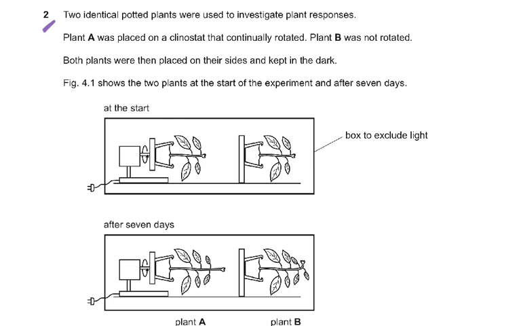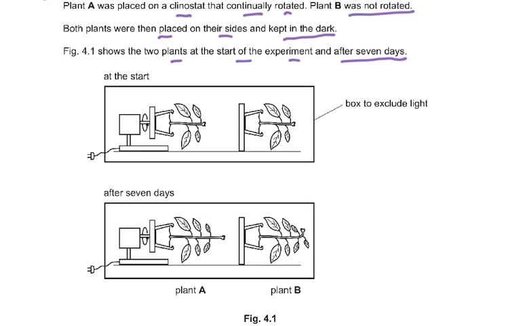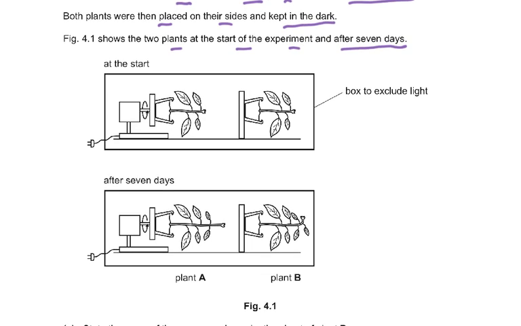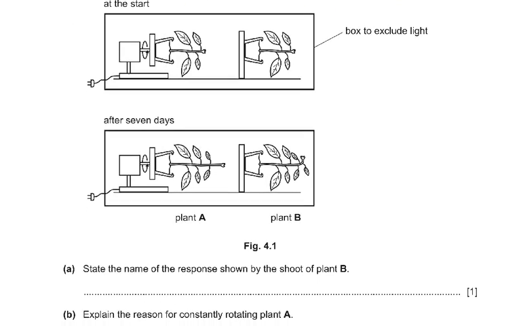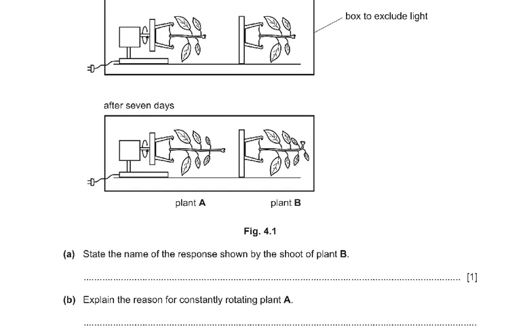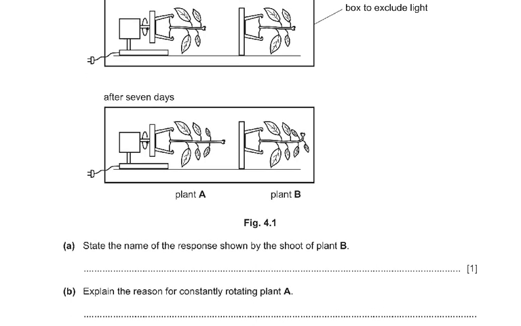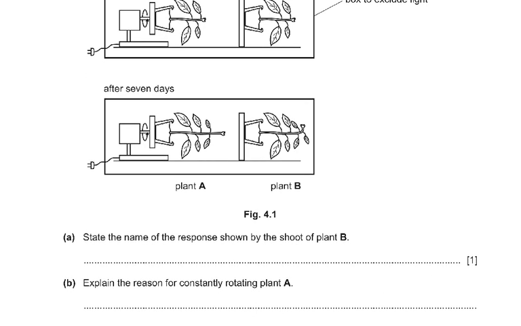Now the second question is: two identical potted plants were used to investigate plant responses. Plant A was placed on a clinostat that continually rotated. Plant B was not rotated. Both plants were then placed on their sides and kept in the dark. Figure 4.1 shows the two plants at the start of the experiment and after 7 days. So there is a box to exclude light. At the start, and then after 7 days, what has happened to plant A and plant B? State the name of the response shown by the shoot of plant B.